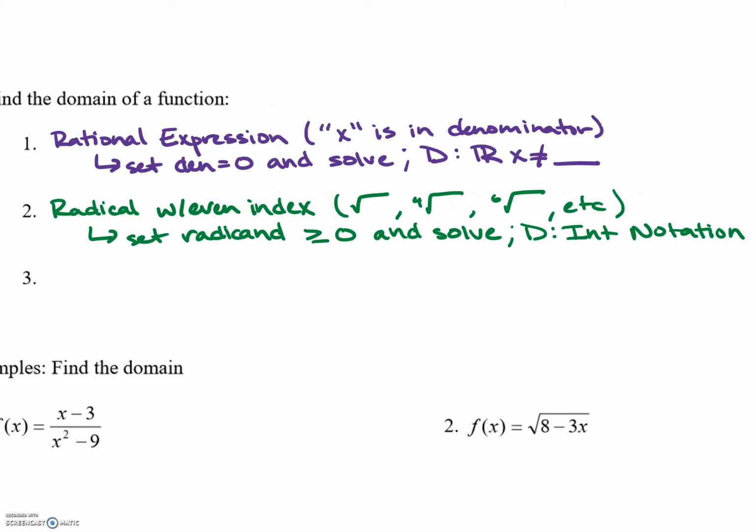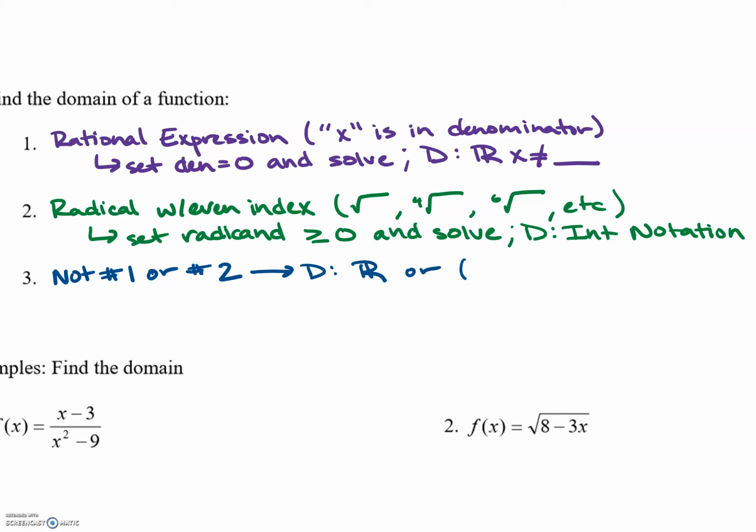Now, my last rule is going to be not a rational expression, so not number 1 or not number 2. So not a radical with an even index. Well, if it doesn't fall under one of my first two cases, it's very simple. It means your domain is going to be all real numbers.